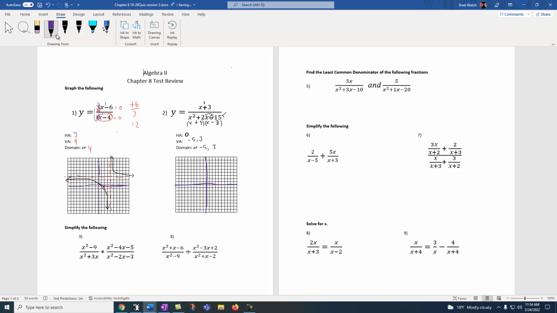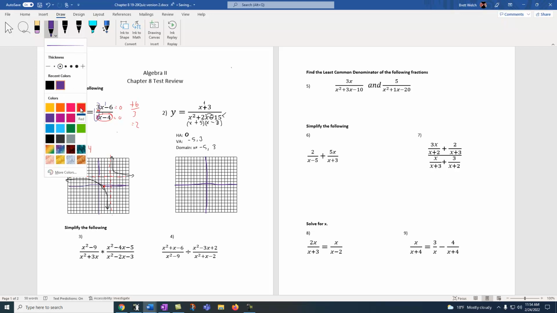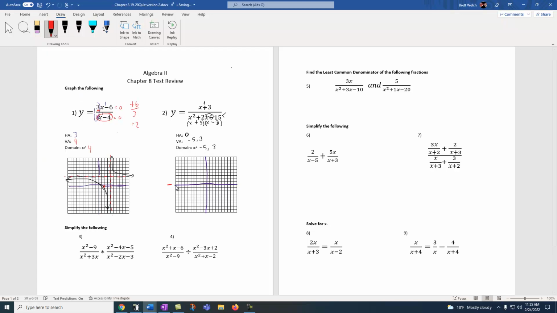And let's change the color again. We'll go red. This will give me my horizontal and vertical asymptotes. Horizontal asymptote, it's a little hard to draw on top of the x-axis. Use colored pencil when you're doing it if you want, or just extend it past the graph. I'll generally be able to see when you put them in there.